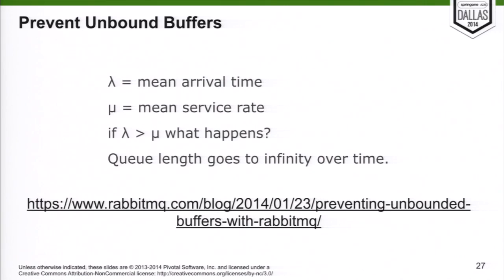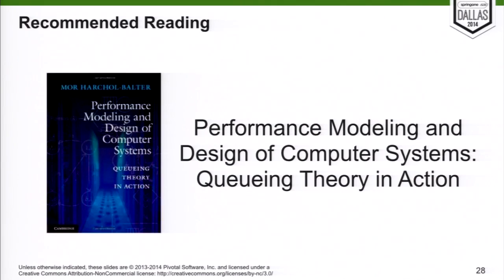There is a blog post explaining all the techniques that Rabbit allows you to prevent unbound buffers. And I really recommend reading this book. I don't get any money if you buy it, but it's really interesting. It's queuing theory in action, basically. And it has all the equation theory behind how you can do scheduling, how you can improve scheduling in your app. And it has really real-life examples, like how Google used queuing theory to improve their pages, for example.